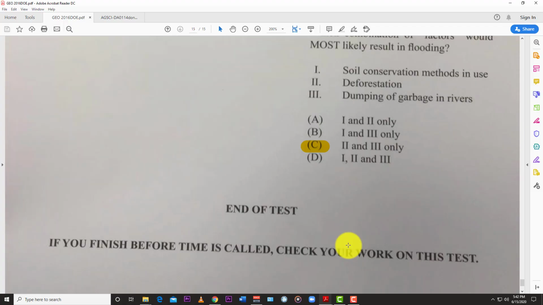Alright, so that's the end of the May-June 2016 Geography for CSEC Paper 1 exam.